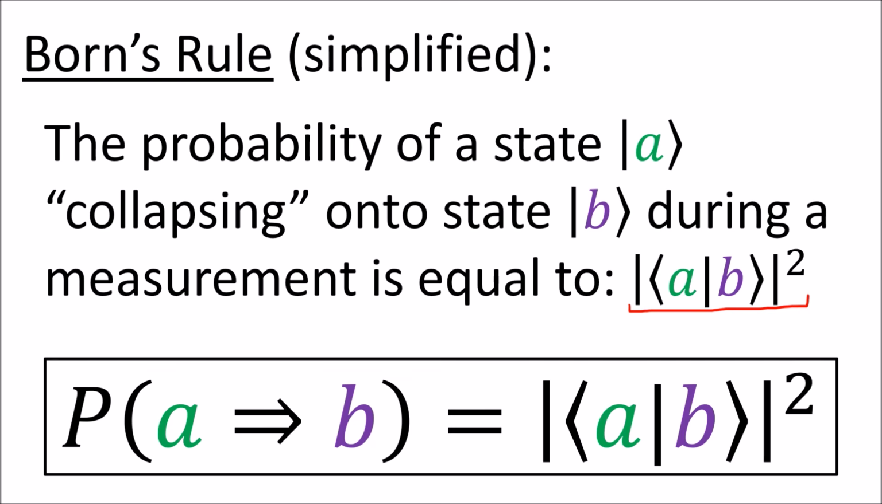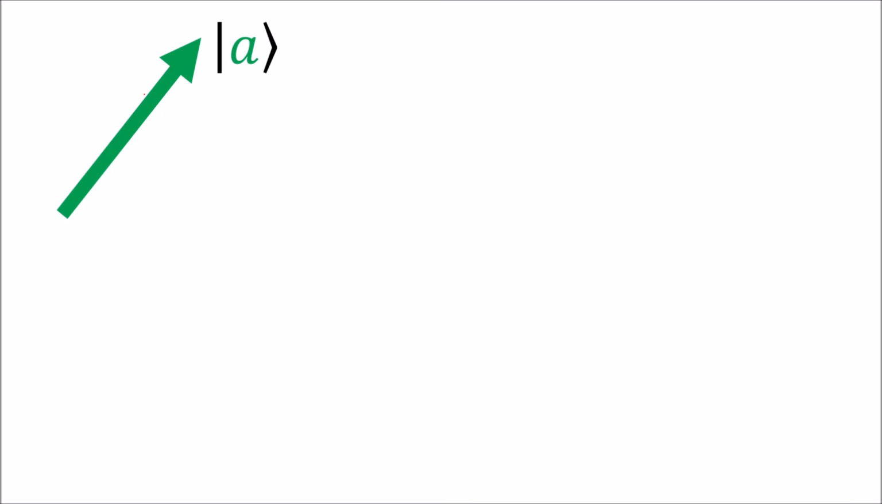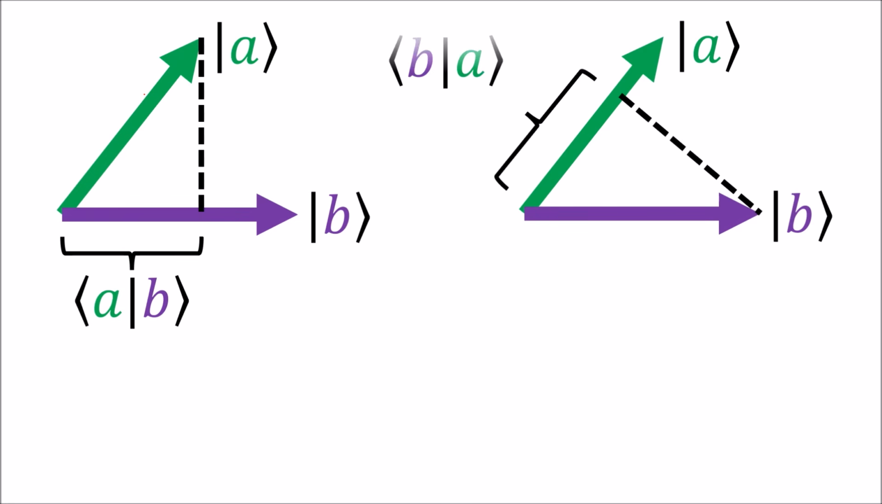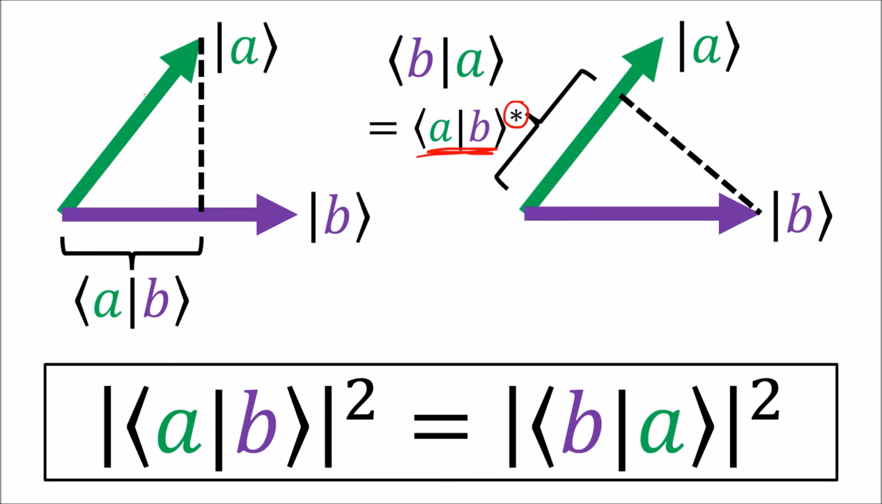This inner product is sort of like the overlap between the two state vectors A and B, if we were to cast A's shadow onto B. The process of casting B's shadow onto A gives us the same result, except complex conjugated. However, since the probabilities we measure are the squared lengths of these inner product overlaps, it doesn't matter which direction we measure the overlaps in. So the squared magnitudes of these two inner products are equal.